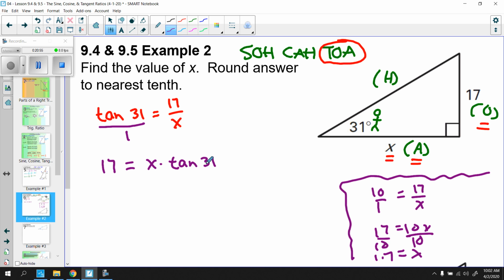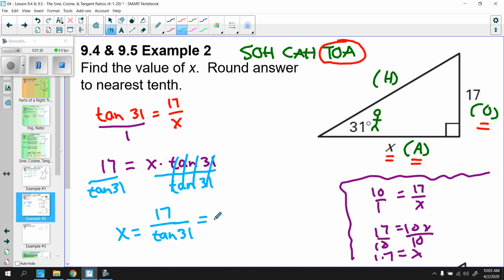Okay, same thing. This is still just a number. So how are we going to get rid of this number that's being multiplied by x? Well, we got to divide it. So let's divide both sides by the tangent of 31. Don't touch the calculator. That's how we're going to get this to cancel over here. X is by itself. That was our goal. We were solving for x. So now x equals 17 divided by the tangent of 31.